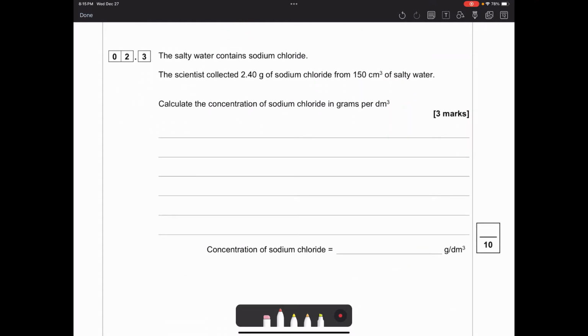Salty water contained sodium chloride. The student collected 2.4 grams of sodium chloride from 150 centimetre cubed of salty water. Calculate the concentration of sodium chloride in grams per decimetre cubed. So this is going back to the equation that came up in chemistry paper 1. Concentration is mass over volume. Okay, and we want it in grams per decimetre cubed. So therefore my units must be grams and my volume must be decimetre cubed.